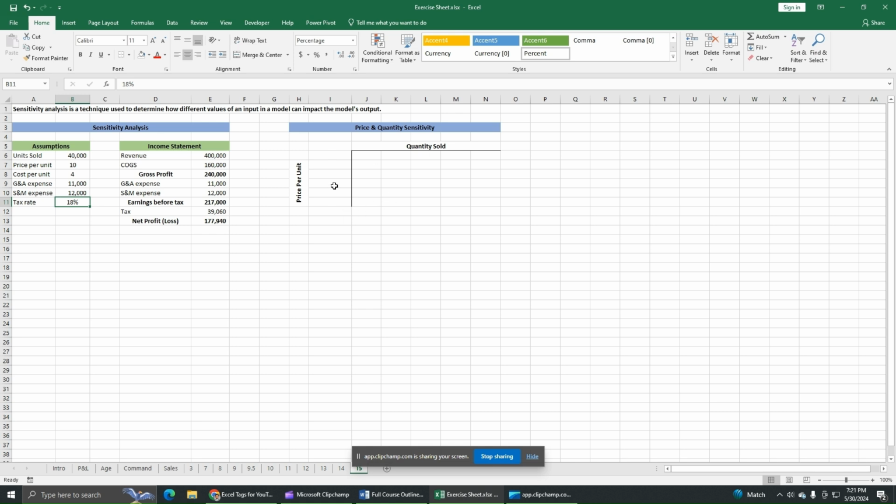So here we are doing the sensitivity analysis based on price and quantity. Here we will give different quantities, and here we will give different prices, and we will see how both of these values affect the net income, net profit or loss of this model. So here I am copying this.